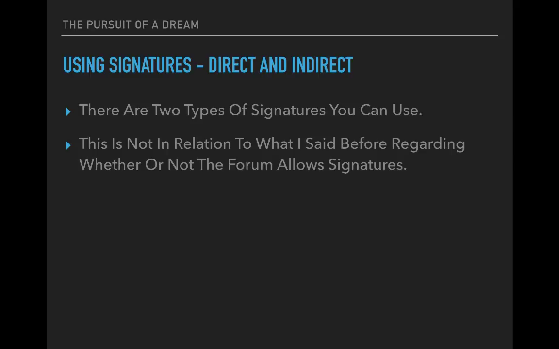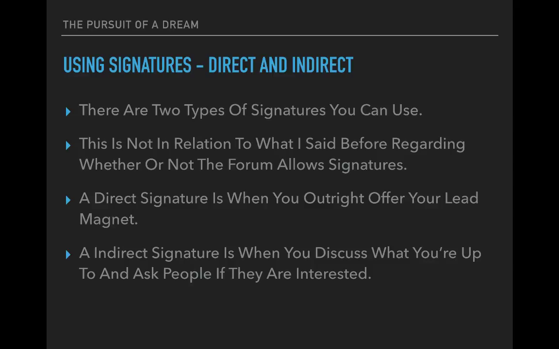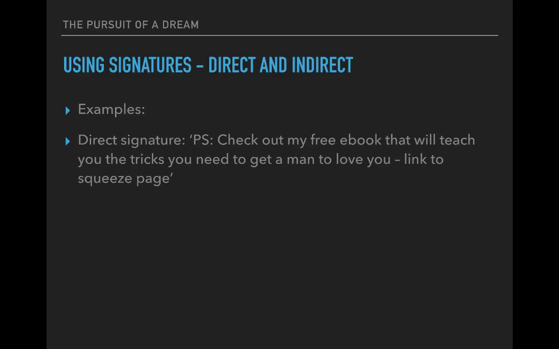Don't worry if it gets confusing, I'll give you examples. Basically, a direct signature is when you outright offer your lead magnet, and an indirect signature is when you discuss what you're up to and ask if people are interested. So, using signatures, examples.